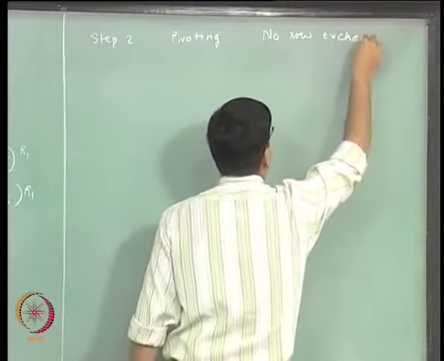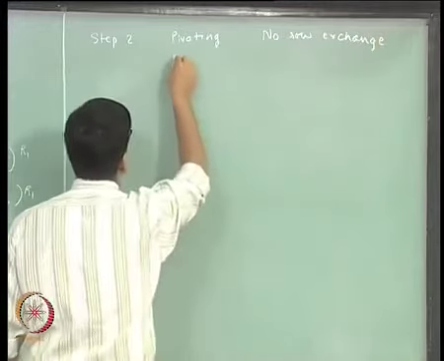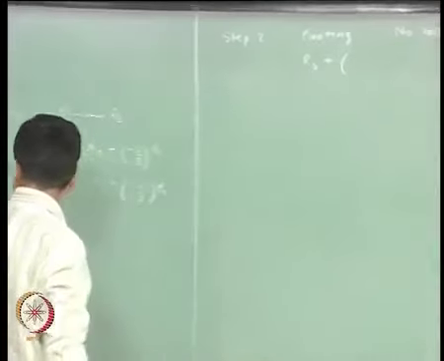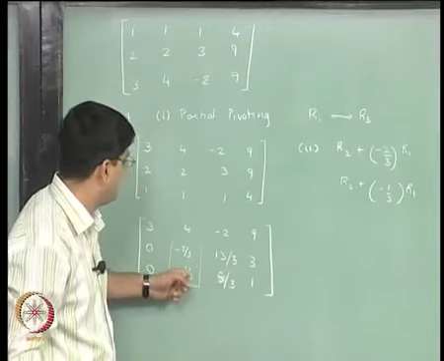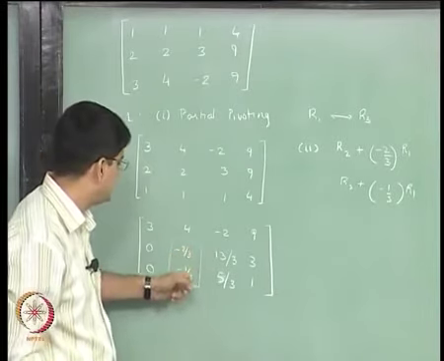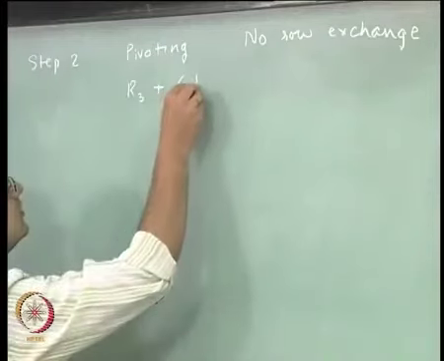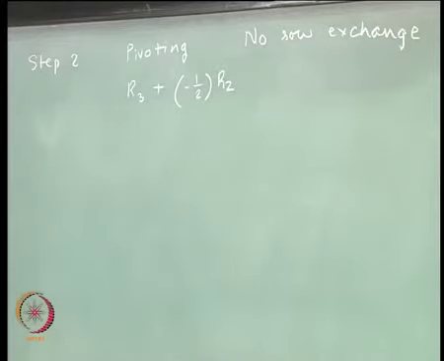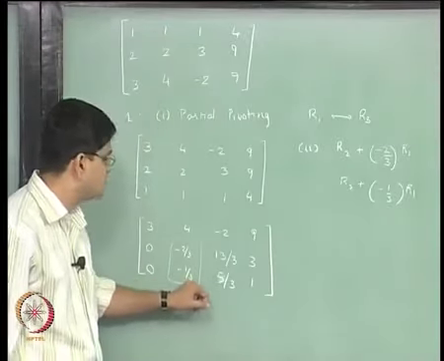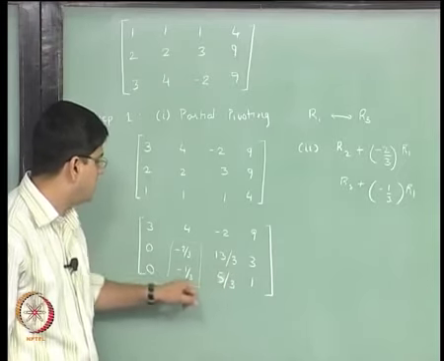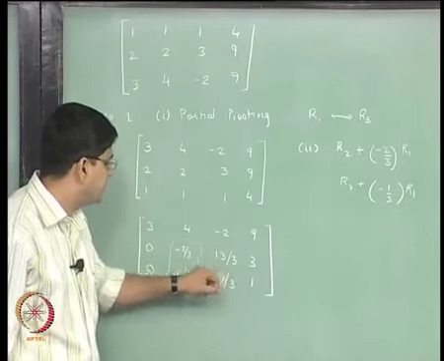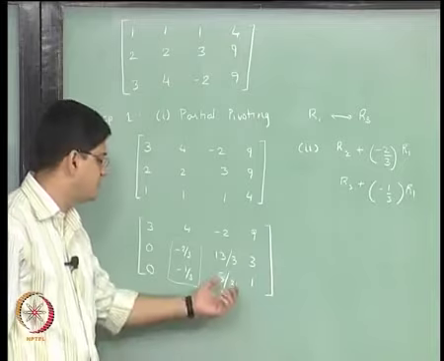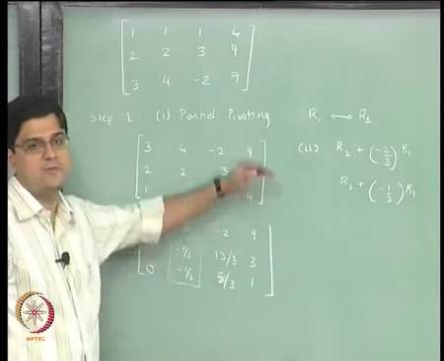or no row exchange, and then we will do R3 plus negative of minus 1 by 3 divided by 2 by 3, that is 1 by 2, so R3 plus 1 by 2 multiplied by R2. Okay. And when we do this particular operation, this element is going to be equal to 0, and we will get a non-zero entity in this particular element, and we will then be able to solve this equation in order to get the solution through the back substitution method.